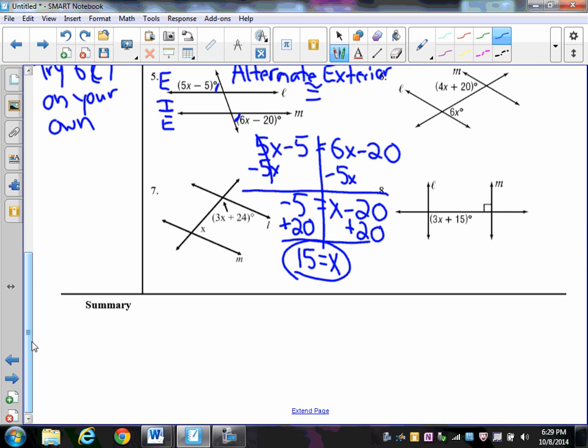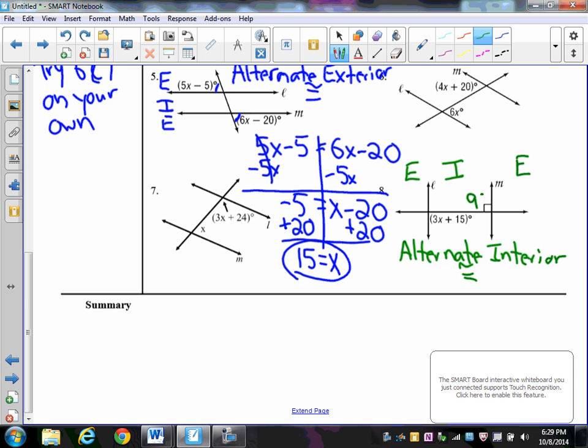The last one we're going to do together is number 8. So again, we have the exterior, the interior, and the exterior. These are both on the interior and they're on opposite sides. So these are alternate interior. And we know these are congruent on parallel lines. Remember, this is 90. So whenever I set the two equal to each other, I'm just going to have 3x plus 15 is equal to 90.